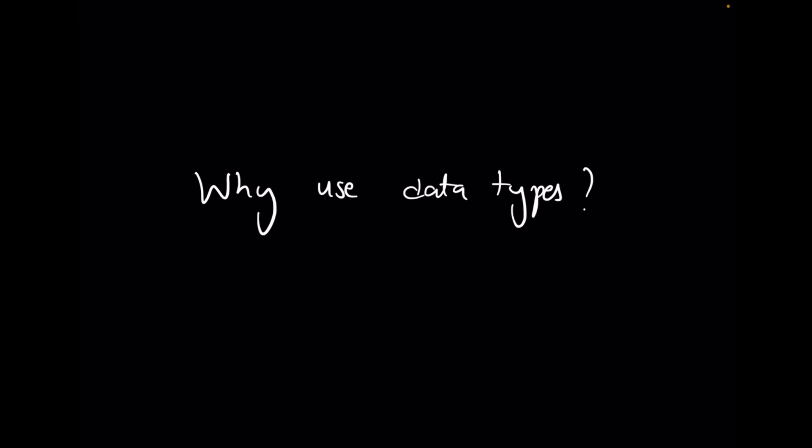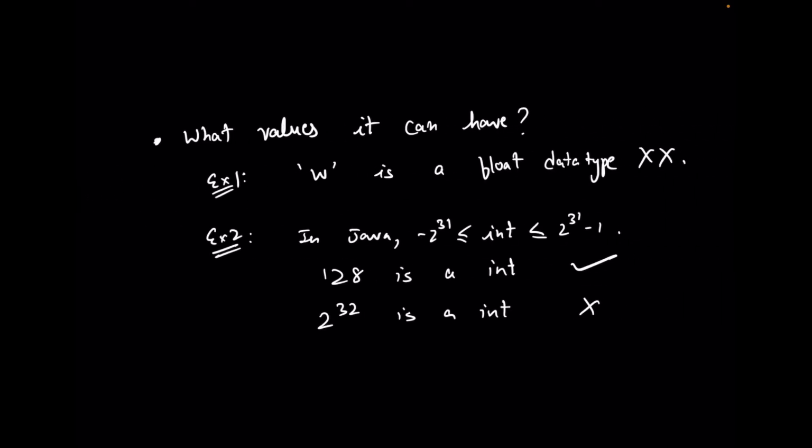Why do we have to explicitly state which type of data we are using here? This is because it lets the compiler or the computer know two important things. The first one is that the data that you have, it will let the computer know what kind of values it should be allowed to take.